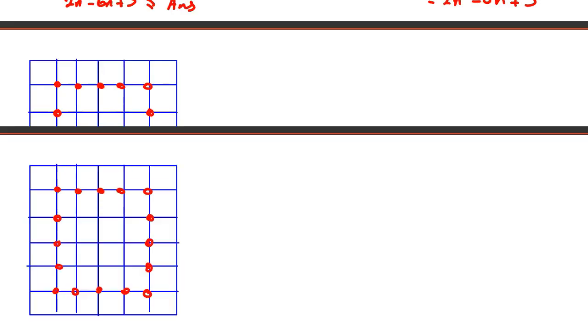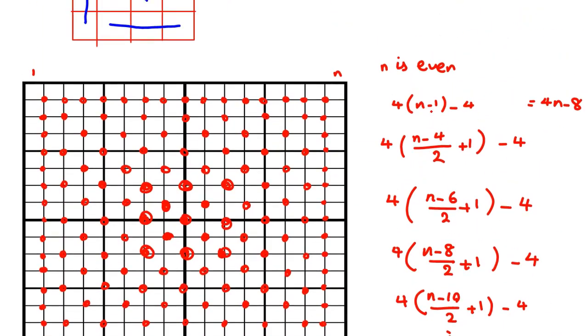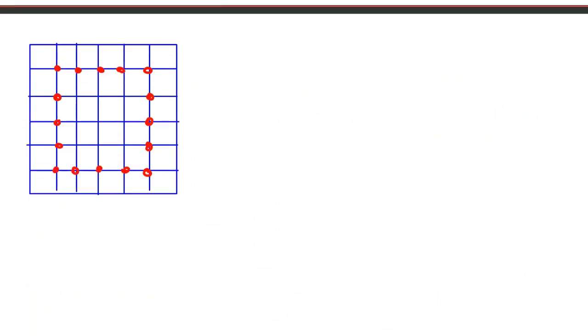Okay, let's check. Let's consider here 1, 2, 3, up to 16. In the first part, 4 times 5, 20, minus 4, 16. Yes, in this case, 16. Now here, we can select these things, and then we have to select this. Or we can select what? We can select these points.